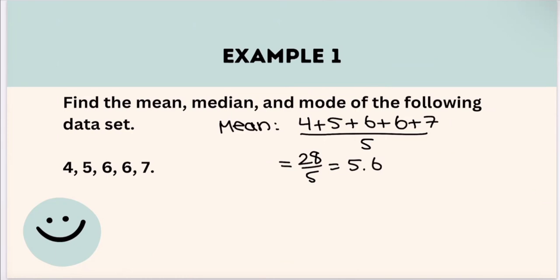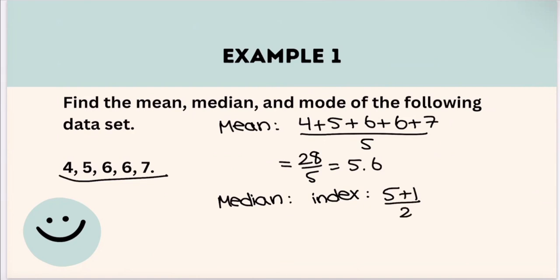Okay, next let's find the median. So to find the median, what we need to do is find the middle number. So to find out which index the middle number will have, we need to take the number of numbers, which is going to be 5 in this case. There's 5 numbers here, and then add 1 and then divide by 2.